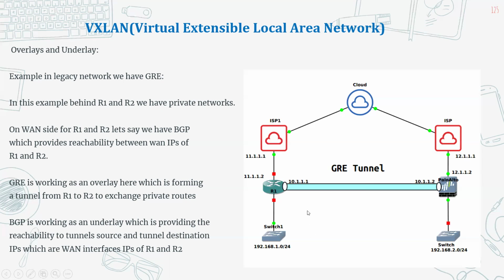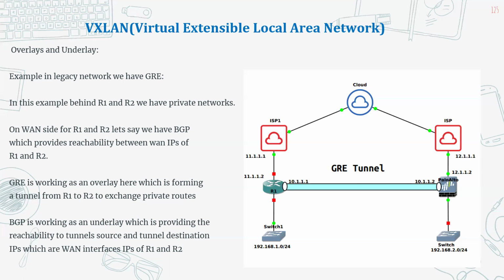So what I mean is that if we talk about the underlay and overlay, the underlay is this one, right? So for example, we have the protocol which is responsible for the public IPs' reachability, which is the reachability of the tunnel. So for R1, the tunnel source will be 11.1.1.2, and for Palo Alto, the tunnel source is 12.1.1.2. So R1 needs to reach 12.1.1.2 and Palo Alto needs to reach 11.1.1.2, and in the WAN we are running BGP.